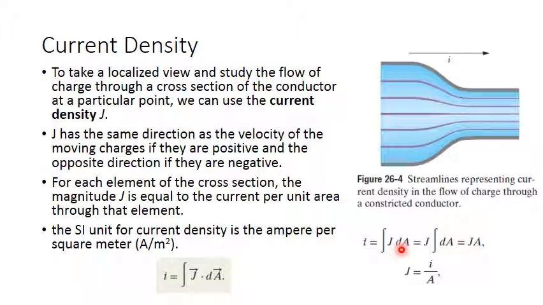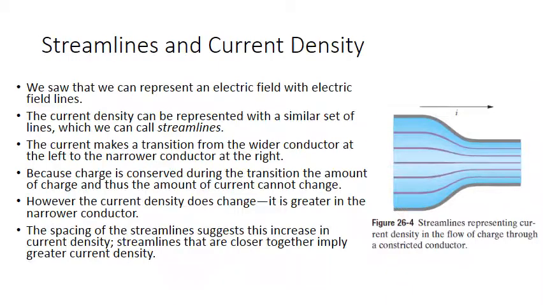So in the case that the normal to the surface area is in the same direction as J, I would be the integration of J dA. And if J is constant across the area, it can be simplified as J times the integration of dA, or J multiplied by A. In other words, J would be I over A.